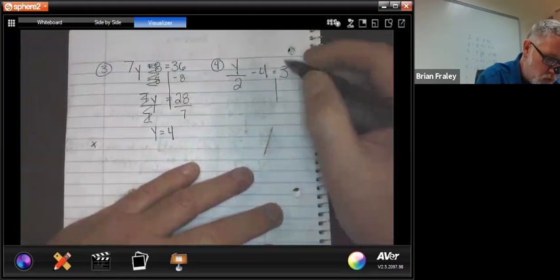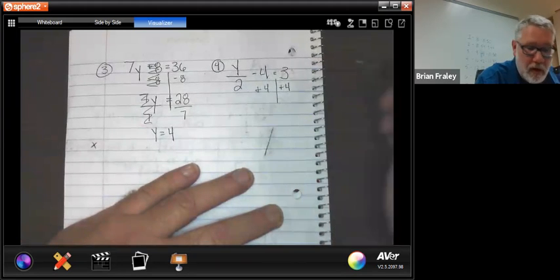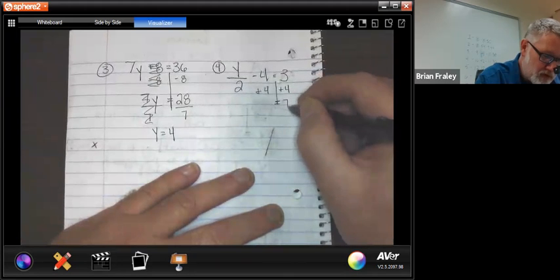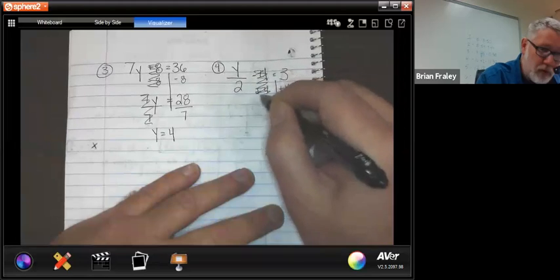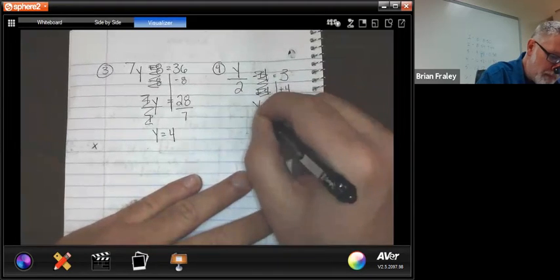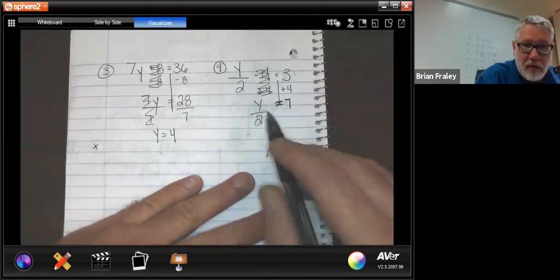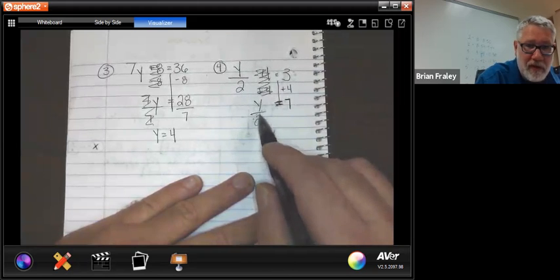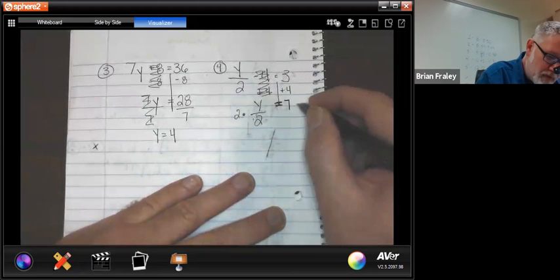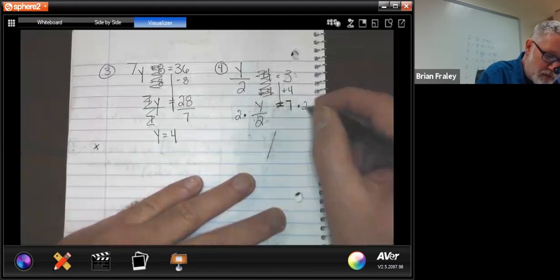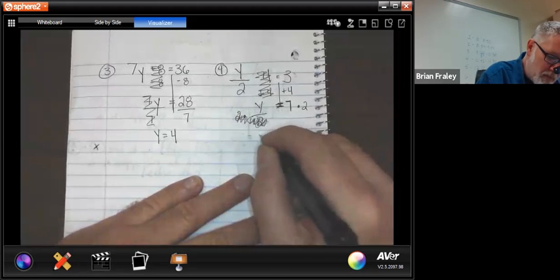If they're subtracting 4, we want to add 4 to this side. We want to add 4 to this side. 3 plus 4 equals 7. These two are going to cancel each other out. The only thing I'm left with is y over 2. Well, if they're dividing by 2, we've got to do the opposite of dividing, which is to multiply that side by 2 and multiply that side by 2. These guys cancel each other out. Y is all by himself.